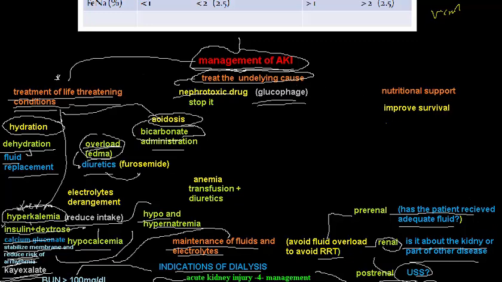If you have an infection, treat it. If you have an autoimmune disease, treat it. If you have a stone, a post-renal cause, treat it. And we have nutritional support for acute kidney injury. Actually, it improves the survival of patients with acute kidney injury. Of course, you have to reduce the salt intake because you have an accumulation of salt.